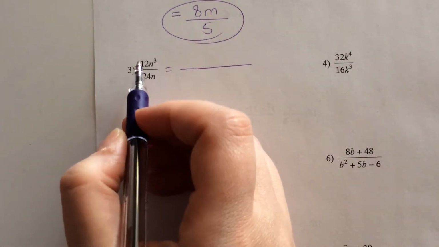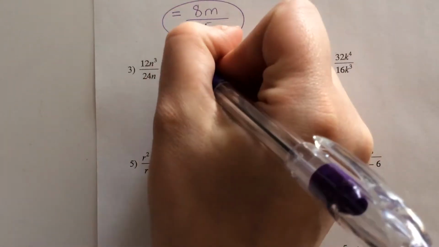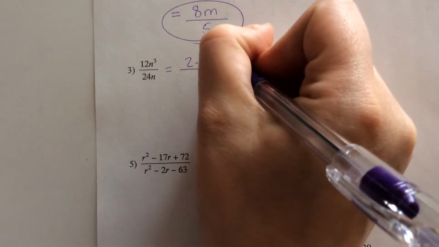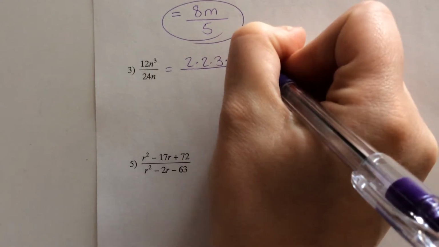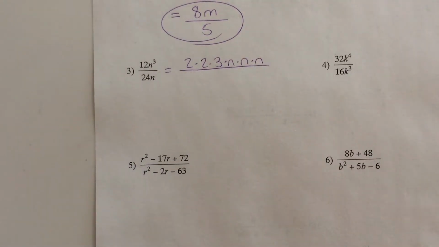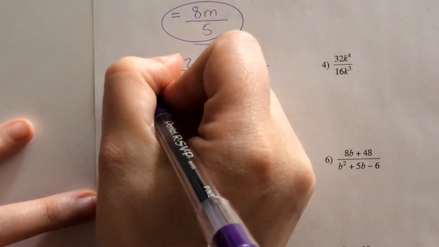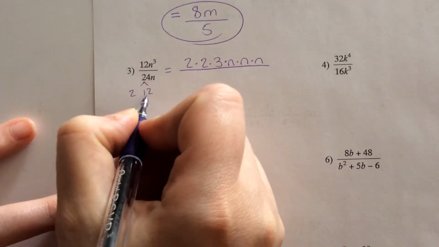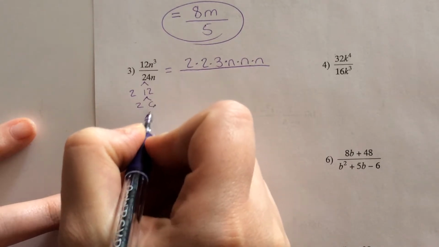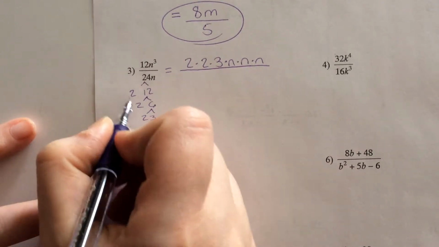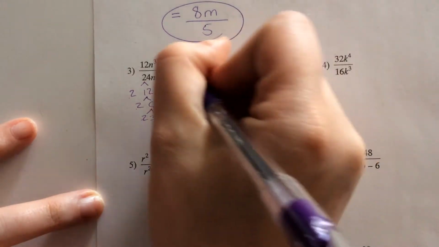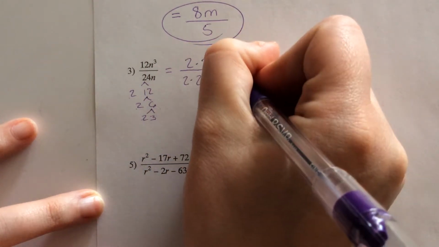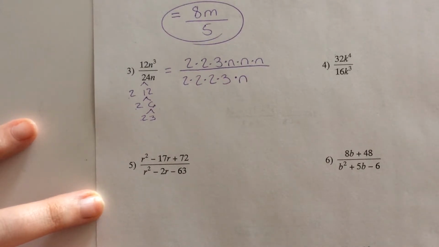Number 3. Again, we have a monomial, so we're going to break this down into prime factors. 12 is going to be 2 and 6. 6 would be 2 and 3. So 2 times 2 times 3. And then 3 n's, 1, 2, and 3. All right, 24. Let's see, 2 and 12. And then we can just do the same numbers we did for the 12 on top. 2 and 6, 2 and 3. So 2 times 2 times 2 times 3. Just basically one extra 2. And then a single n in that denominator.